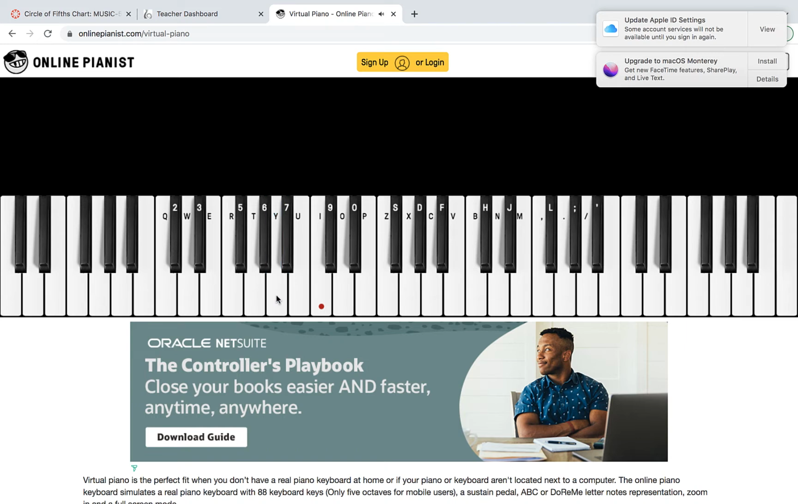Jingle bells, jingle all the way. Oh, what fun it is to ride in one horse open sleigh. There, that's more comfortable. That is a more comfortable key.